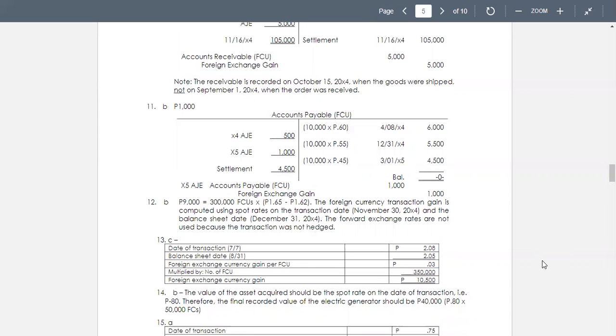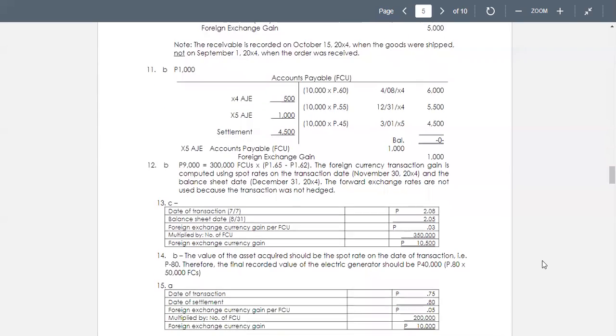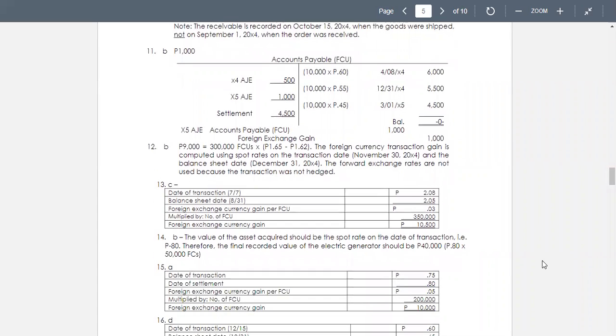50,000 FCs. So 0.8 multiplied by 50,000 FCs. We are asked to determine the recorded value if the two transaction approach is used. So we multiply 50,000 times 0.8. That gives us the amount of 40,000. So number 14, the answer is B as in boy.